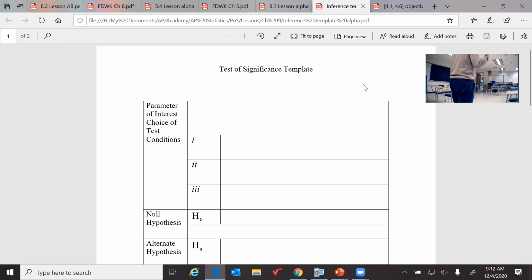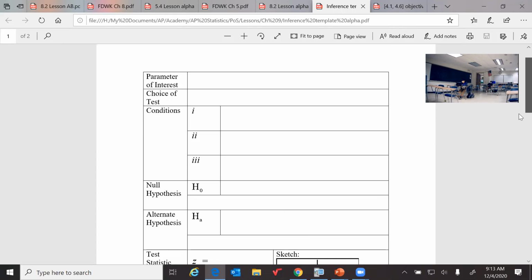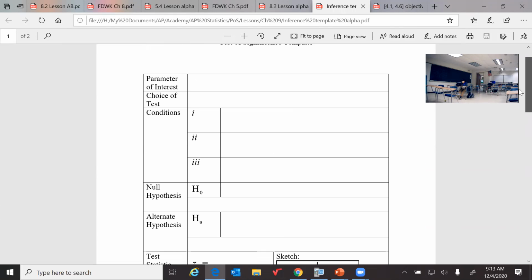But if you get an inference problem, inference means they want you to analyze this data. On the AP test, you're expected to do the entire template. Now, last year, here it is, there's the template.